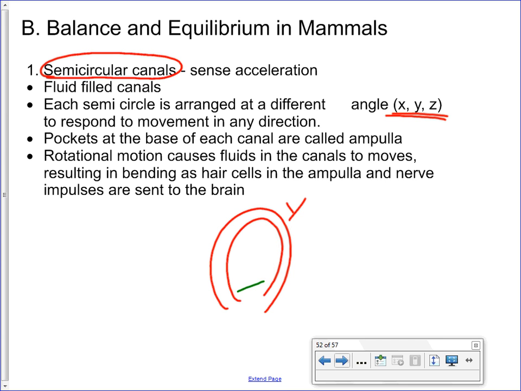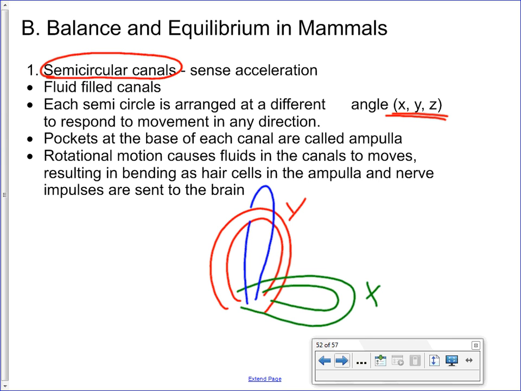You would have another one that's going in the X orientation. And another one, if I can draw it here, that's going in the last orientation, which we'll call the Z orientation. And what this allows you to do is respond to movement in any direction, whether you're going front to back, side to side, or spinning around. These semicircular canals allow you to detect movement in any of those different directions.